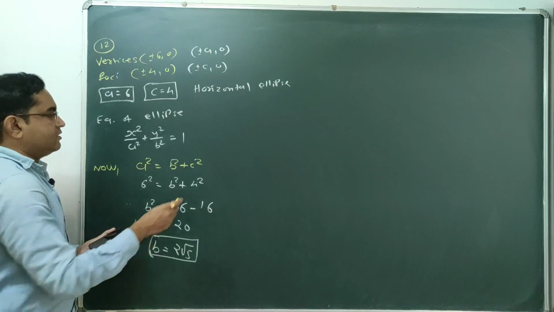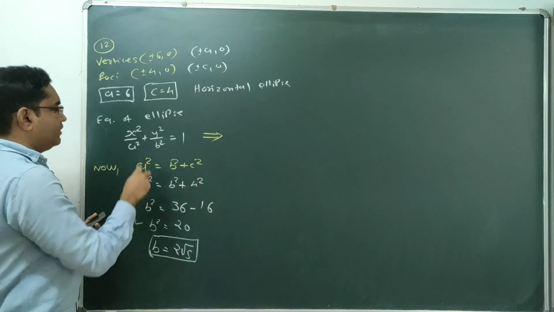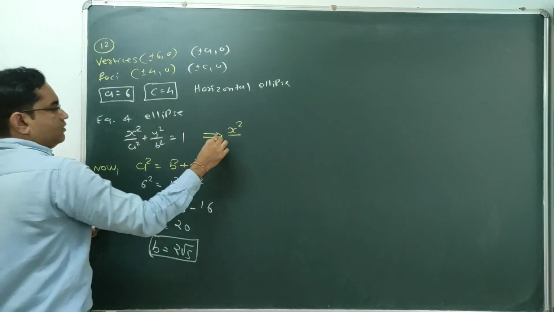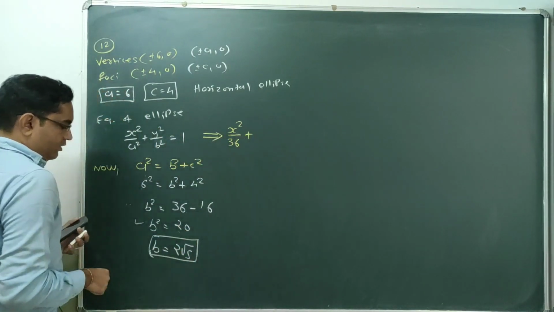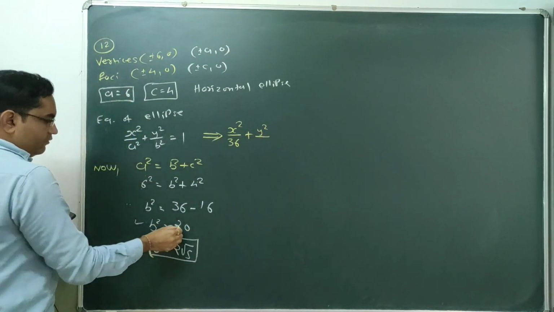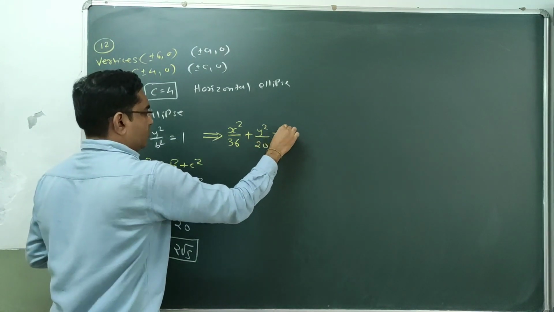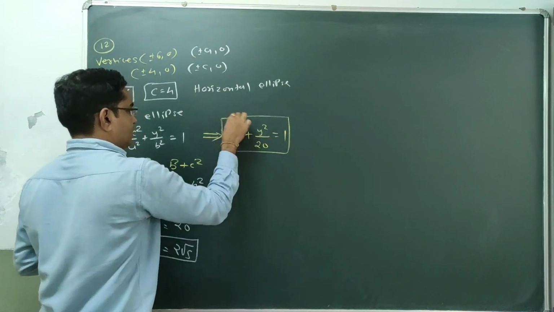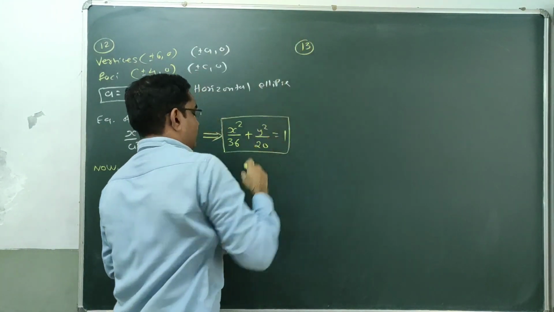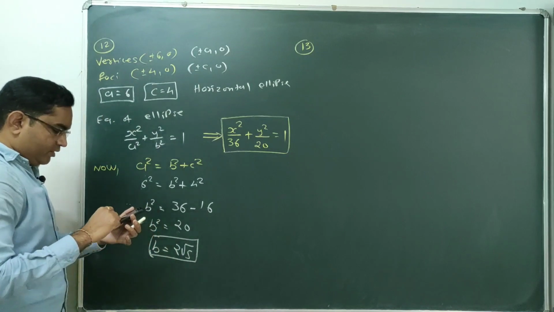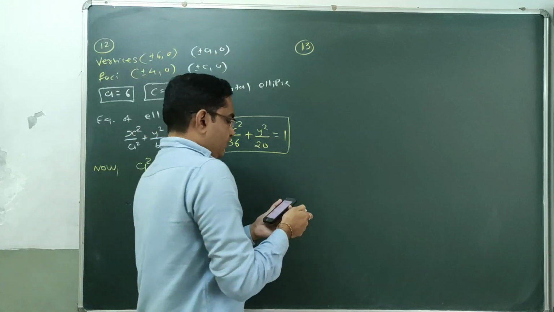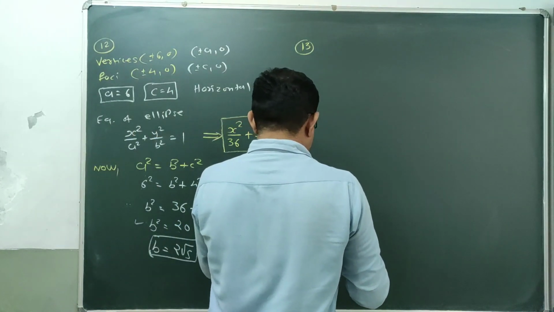So here our answer is: the equation of the required ellipse is x square by a square, which is 36, plus y square by b square, which is 20, equal to 1. So this is your question number 12. Next question, all questions are going to be done by the same method. So next one is question number 13. Here the conditions are somewhat changed.